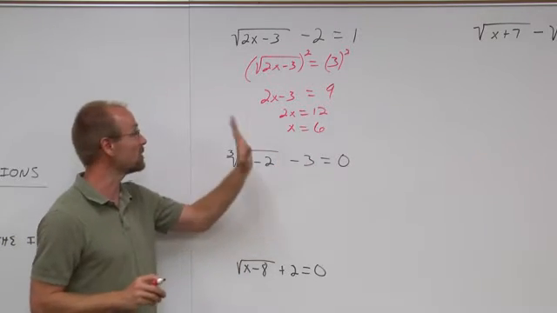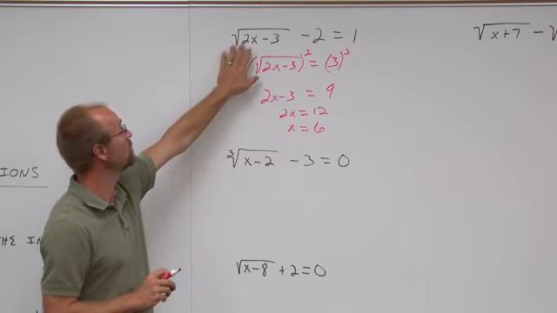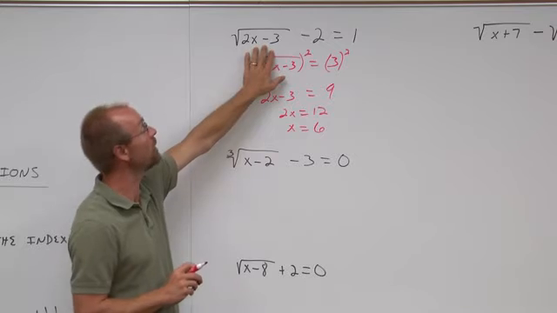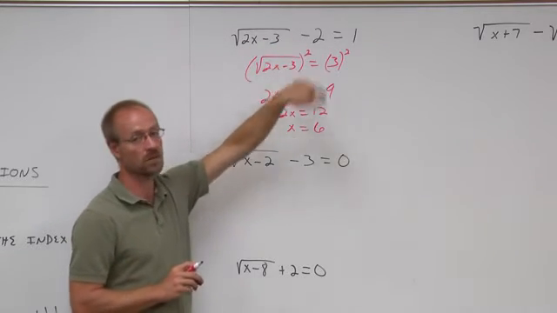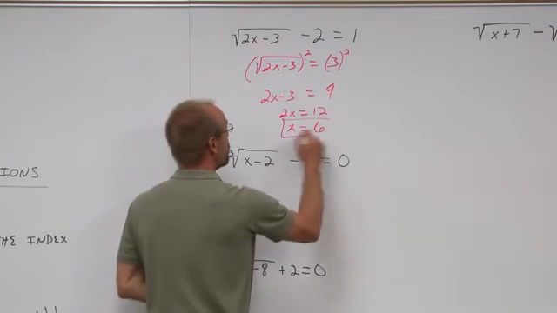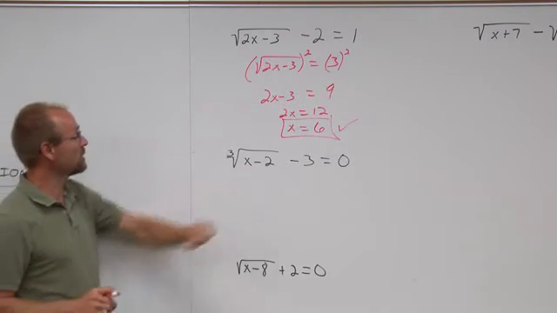Check your answer, especially when it comes to radicals. Let's see in the original equation if that's a true statement. 2 times 6 is 12. 12 minus 3 is 9. The square root of 9 is 3. 3 minus 2 is, in fact, 1. So this does work. I know it's the solution. I've checked it. All right, next example.